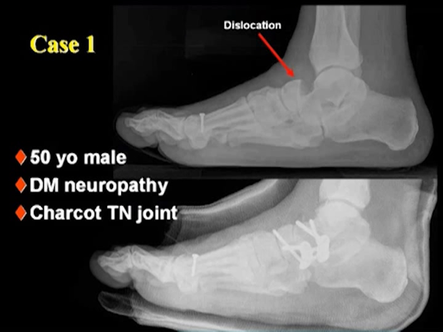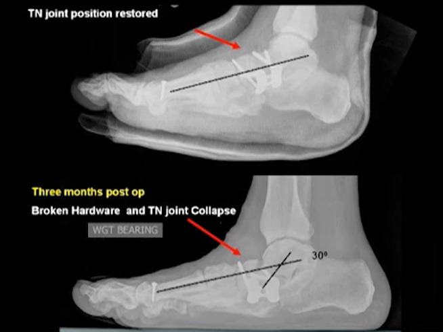Let's take this case, for example, case 1. This is a 50-year-old male with diabetes mellitus with neuropathy. There's a Charcot of the talonavicular joint. You see dislocation in the image on the top. And on the bottom, you see reconstruction with a locking plate across this TN joint fusion site with realignment. However, with just this one joint fixation, you can see immediate post-op, nice position. However, 3 months post-operatively on the bottom, you can see broken hardware and collapse of the TN joint. Therefore, failure of hardware, failure of fusion, and recreation of deformity.